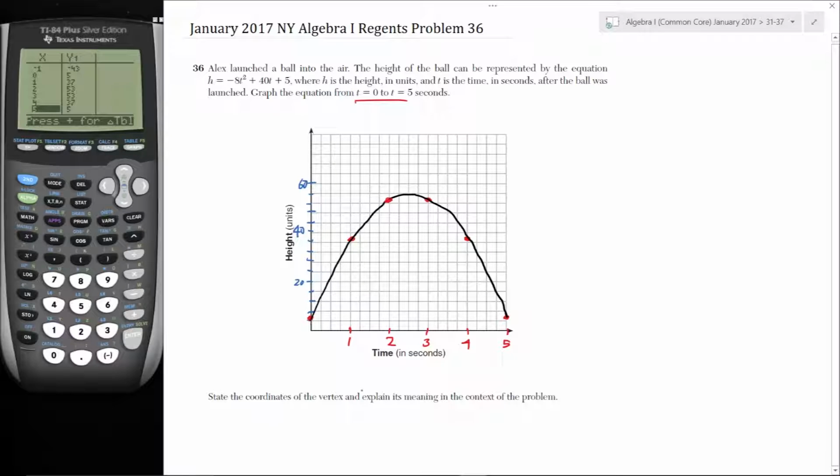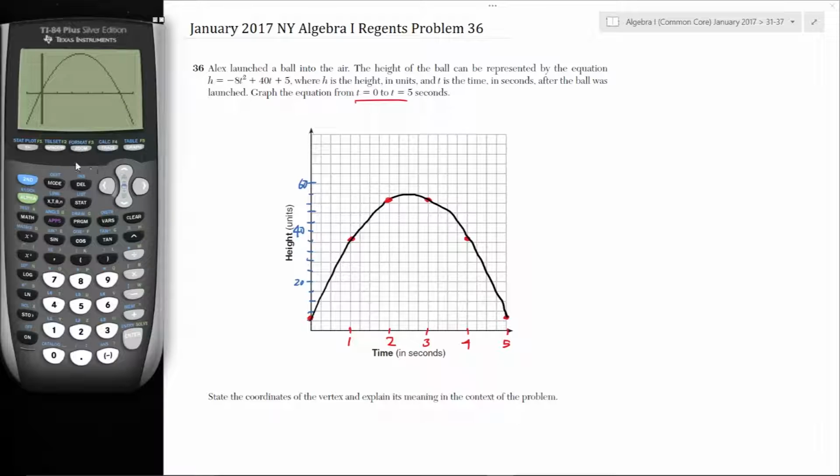Cool. And there are 2 points. Now the next part, state the coordinate of the vertex and explain its meaning in the context of the problem. Now the calculator will tell you where the vertex is. According to the calculator, it's at x equals 2.5. Let's do it again. Calc the maximum to the left, to the right, and guess. 2.4999. It's 2.5. We know it's 2.5 because it's the vertex.